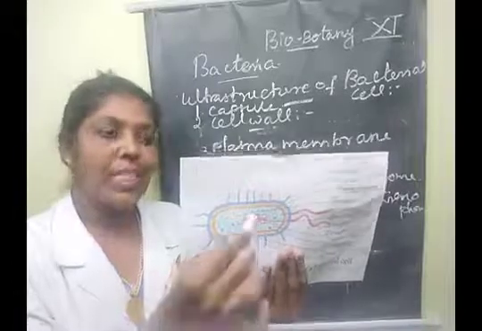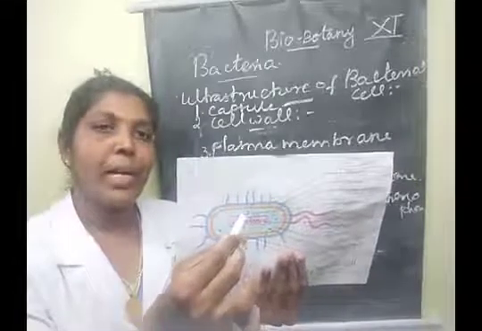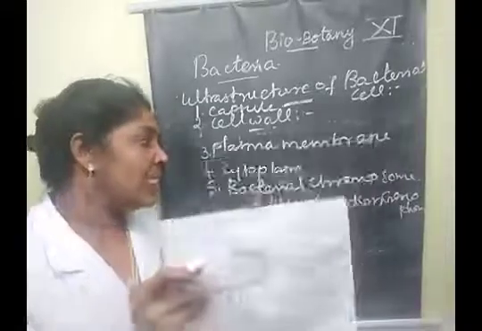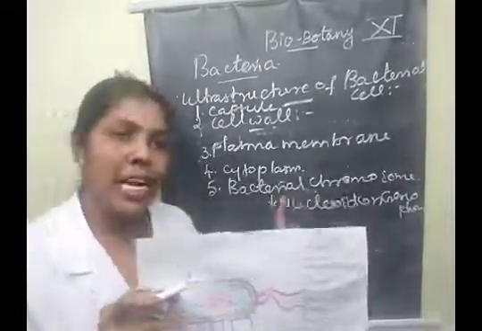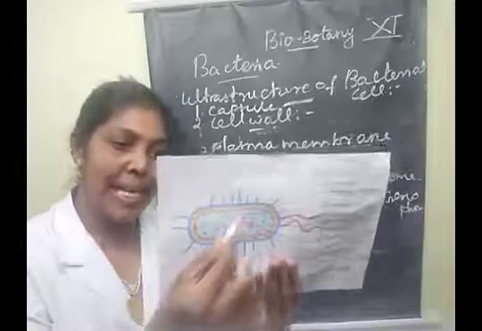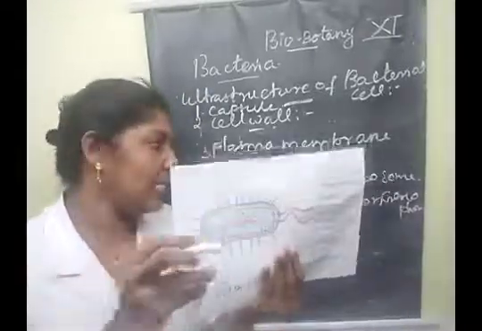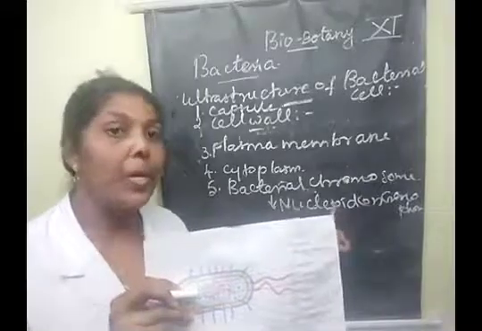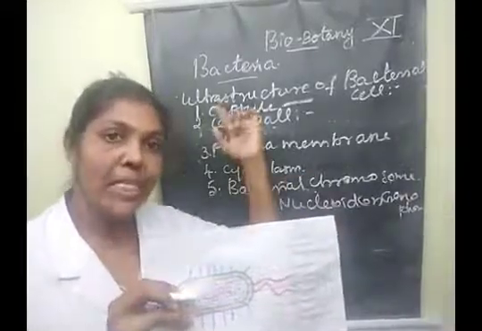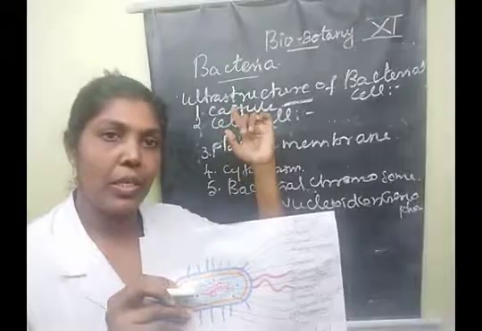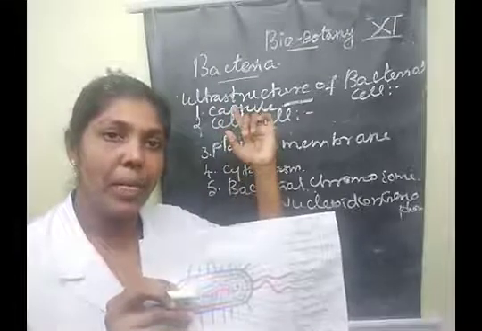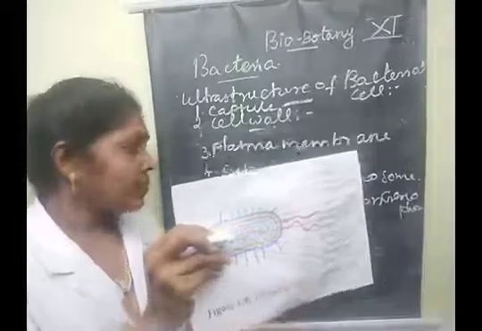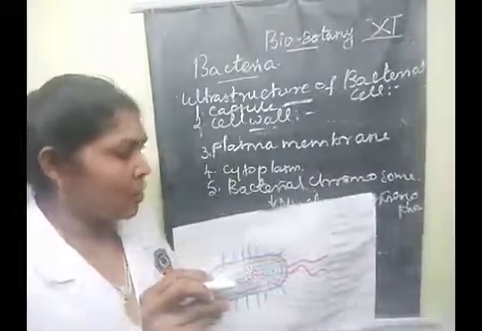The bacterial chromosome is a single-stranded DNA that is tightly coiled in structure. This genetic material is known as the nucleoid or genophore. We already learned this point from the general characters. Clear, children? Did you remember that? Yes, very good.